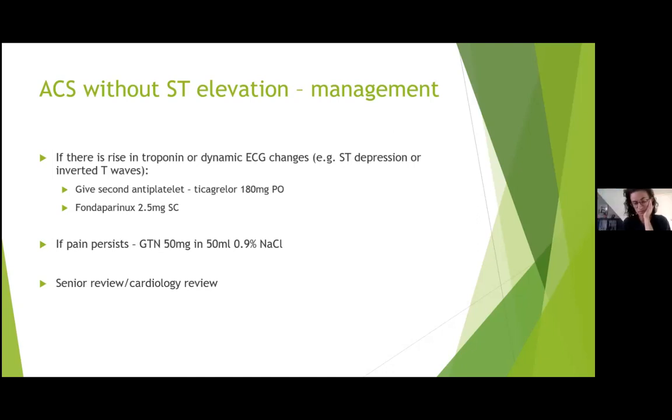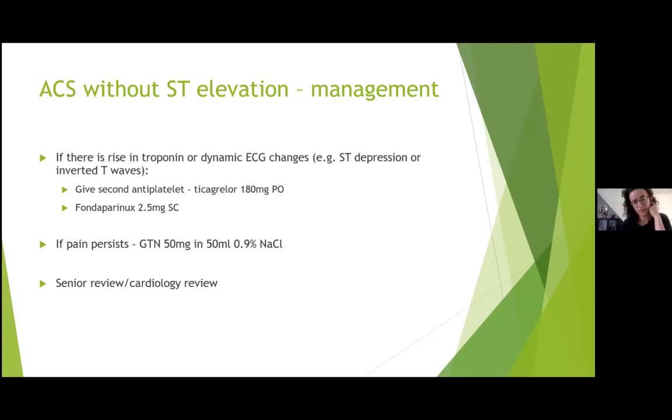It would just be get the antiplatelets. 100%, definitely. The main thing is definitely the antiplatelets for sure. By this point the patient would have had some GTN. You can give some GTN with saline as well if they've still got some pain. And obviously bleep seniors, get cardiology to review, because they probably need a specialist review anyway.